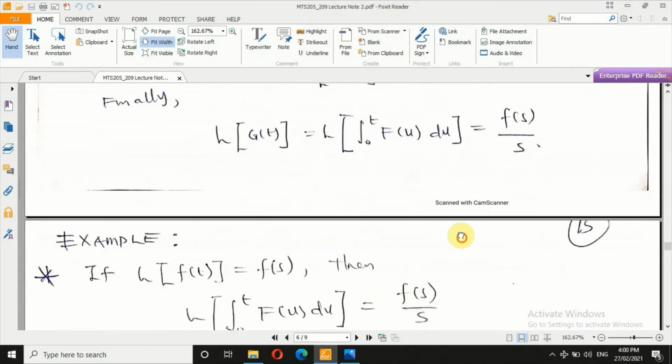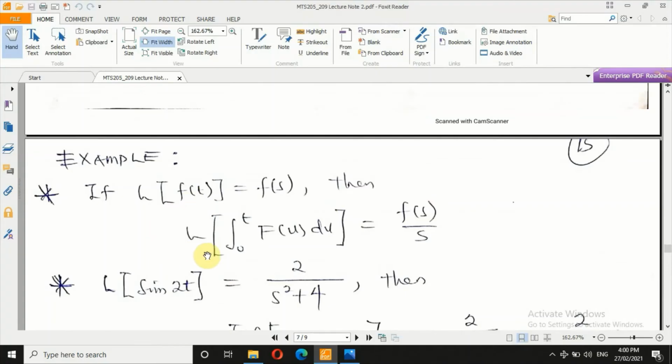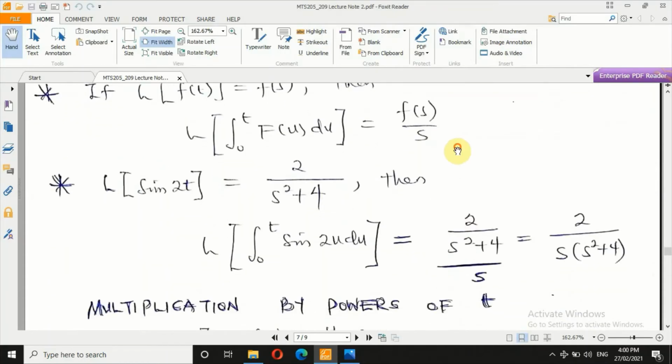It's very simple. Let's consider example 1. We want to find the Laplace transform of f of t is F of s, then the Laplace transform of the integral from 0 to t of f of u du is F of s over s. Now let's consider this expression. We know the Laplace transform of sine 2t. What is the Laplace transform of sine 8t? The Laplace transform of sine 8t is what?